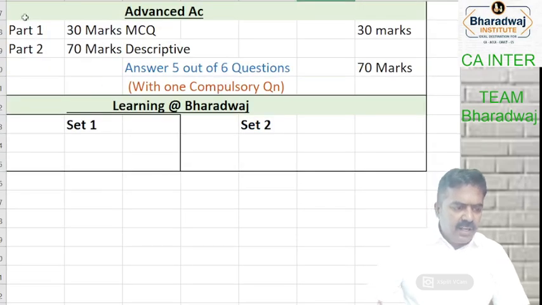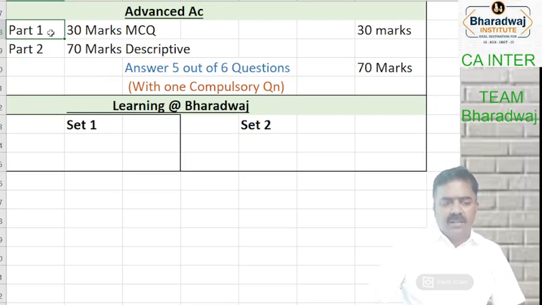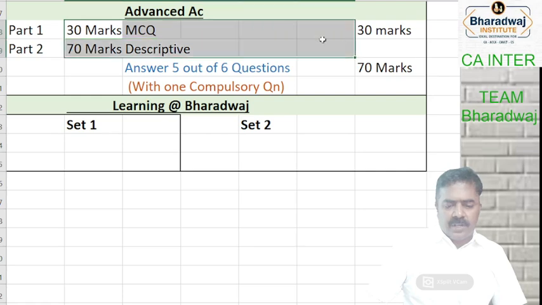Advanced Accounts, CA Inter. Your question paper will have two parts. What is the first part? 30 marks multiple choice questions.